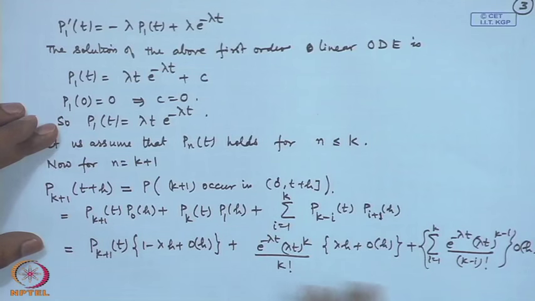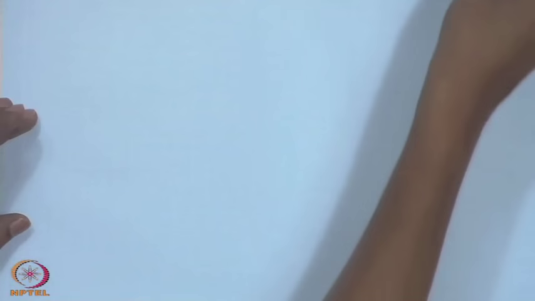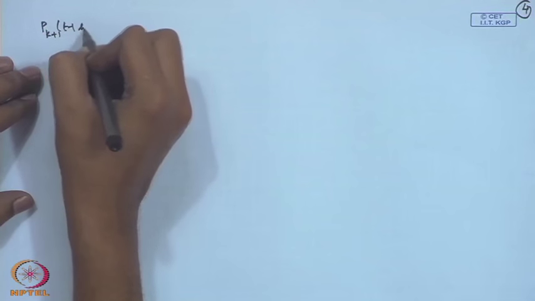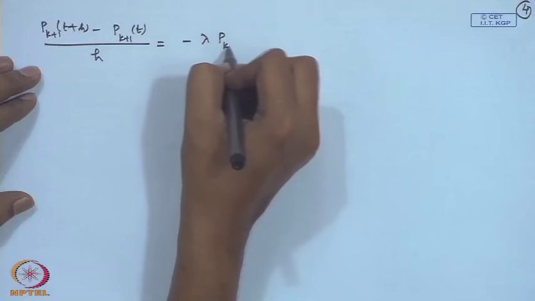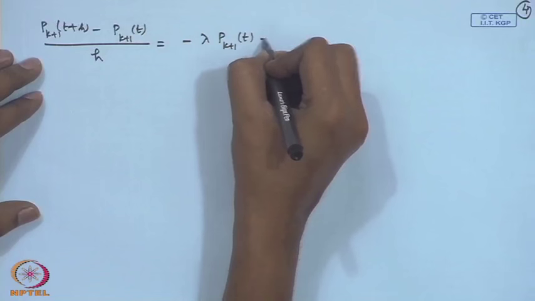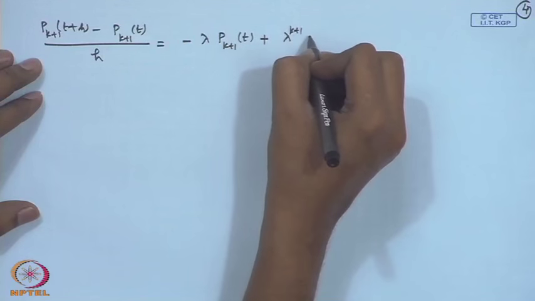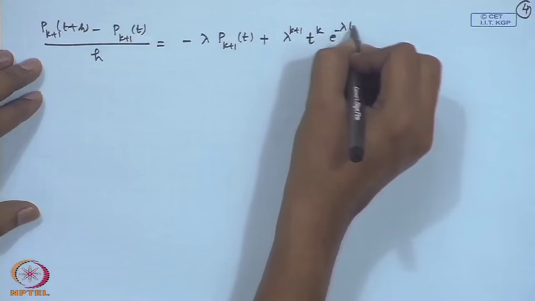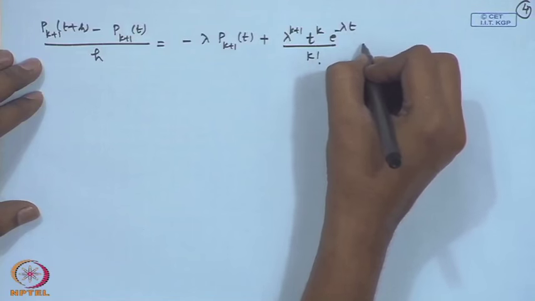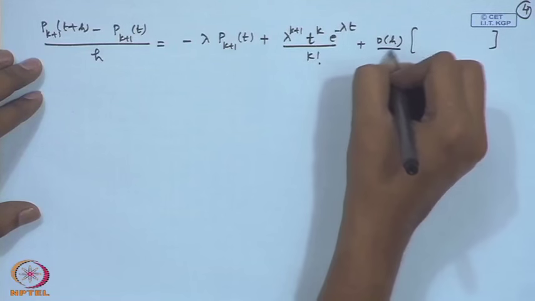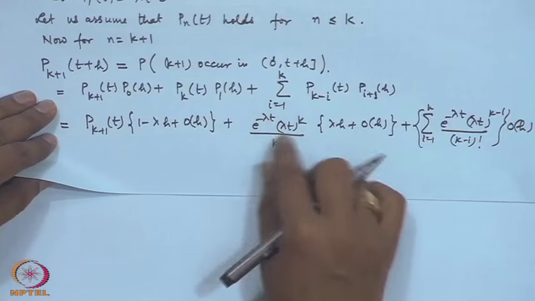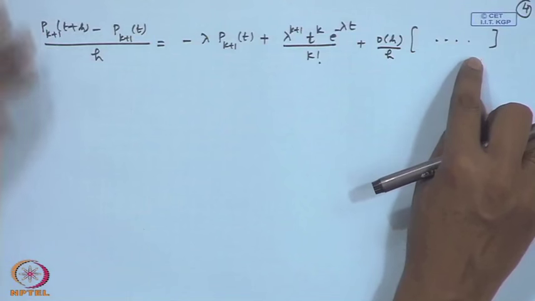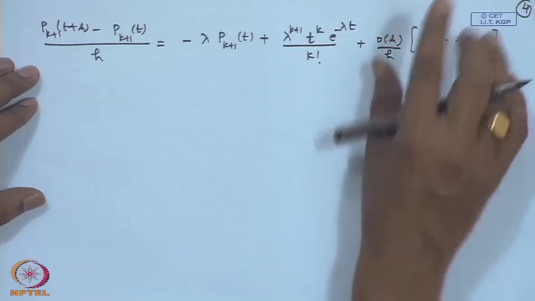Now, the stage is ready to set up the differential equation here. So, you get P(k+1)(t+h) minus P(k+1)(t), and you consider division by h here. So, that is equal to minus lambda P(k+1)(t) and then plus lambda to the power k plus 1, t to the power k, e to the power minus lambda t by k factorial, plus o(h), and all other terms are coming divided by h here. That is, this will have P(k+1)(t), then this term will be coming and this term will be coming. So, all these terms are coming here, but as h tends to 0, this will all become 0. So, we do not have to worry about them.